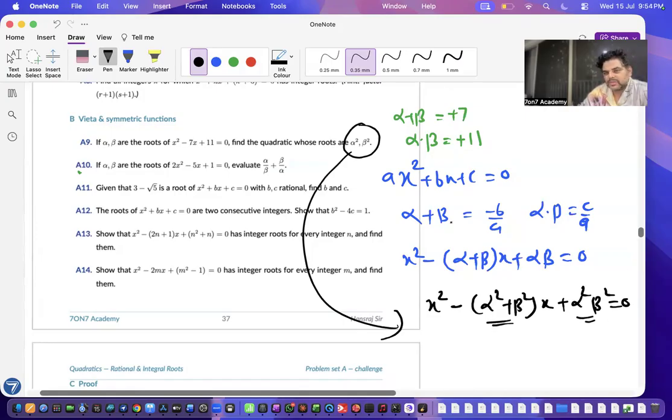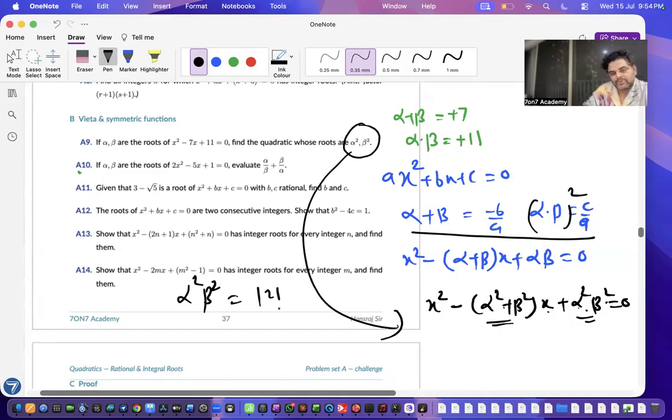Okay, so what is alpha plus beta? From this information, how will you get alpha square plus beta square, and how will you get alpha square into beta square? This is quite evident. You square it, agree? So square it, what will you get? Alpha square times beta square, and alpha into beta was 11, so 11 square is 121. So this is 121 that you have to place here.